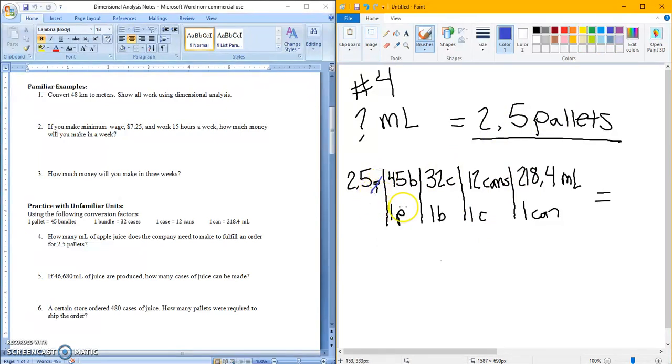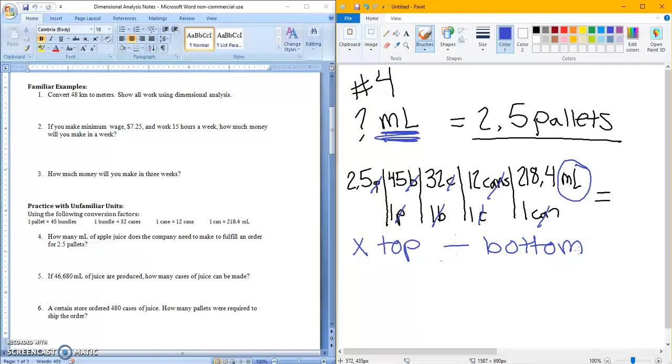So pallets divide by pallets. Good. Bundles, bundles. They cancel out. Cases, cases, cans, cans, and I'm left with milliliters, which is what I originally wanted. So I know that it works out. So now I am going to multiply by the top numbers, divide by the bottom numbers, and I am going to find my answer. Go ahead and give that a shot.